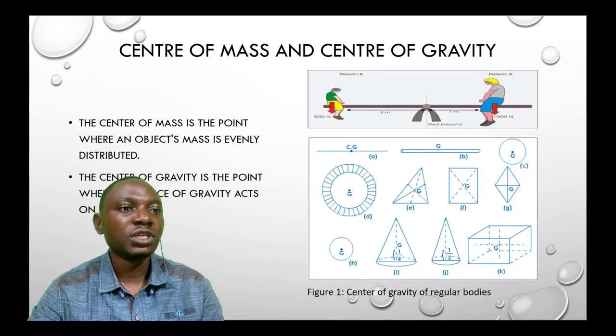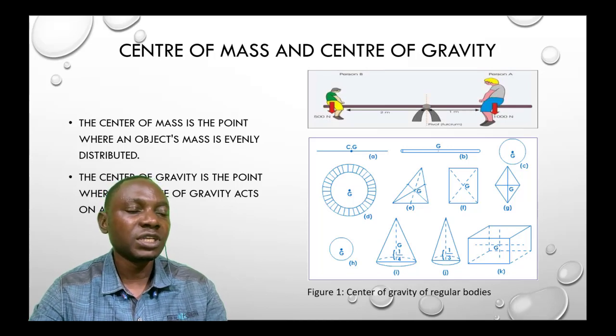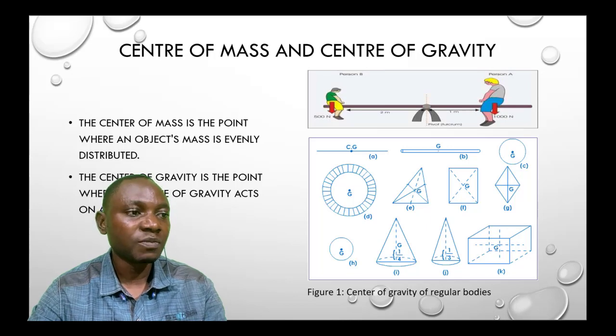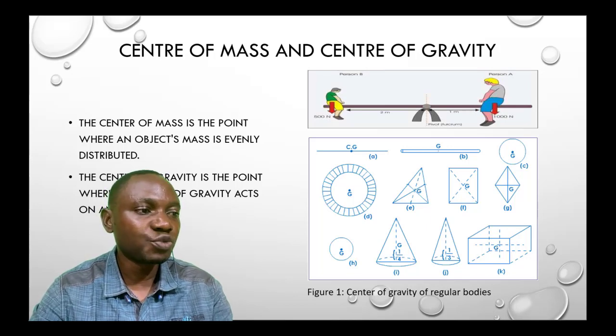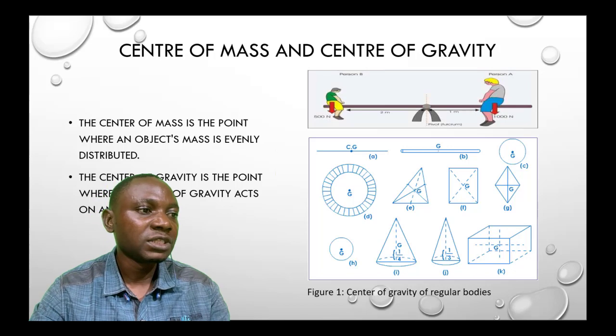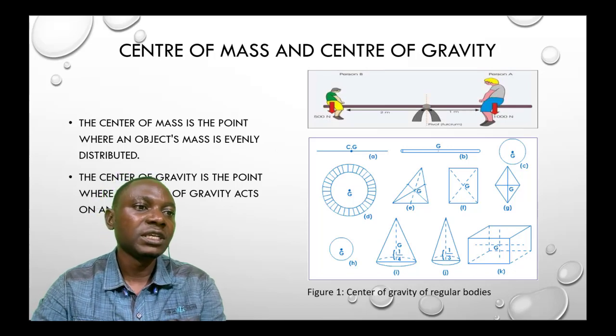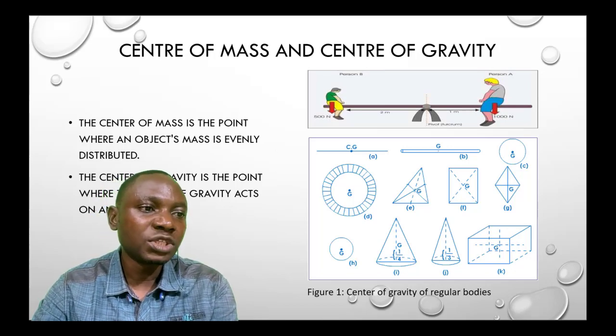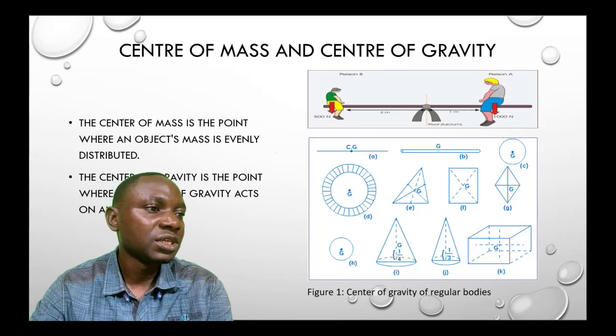Also, astronauts rely on the principle of center of mass and center of gravity to explore space. When they shoot a satellite into space, it is the concept of center of mass and center of gravity that helps them to stabilize all those things in space.